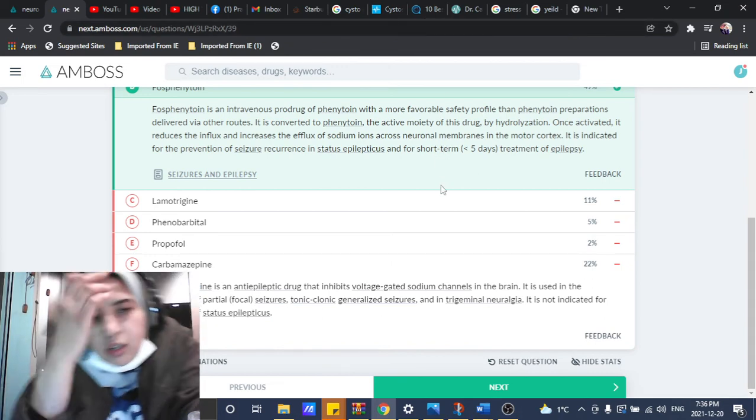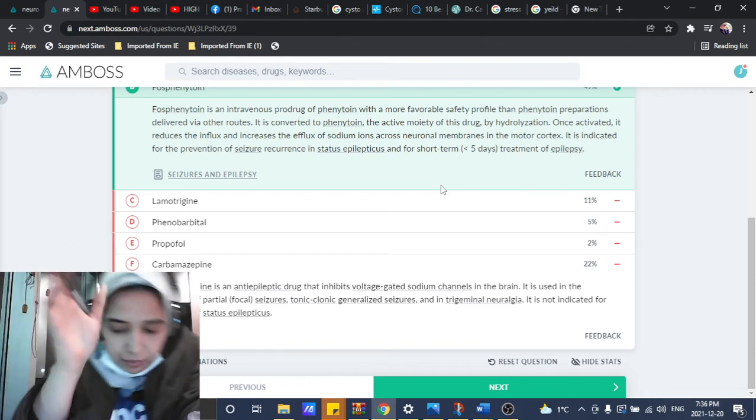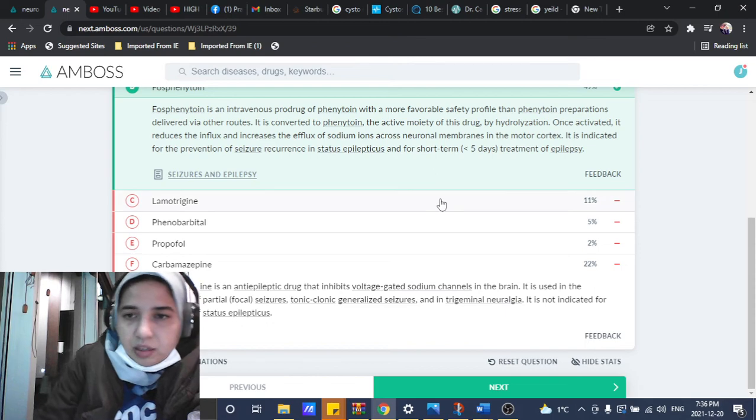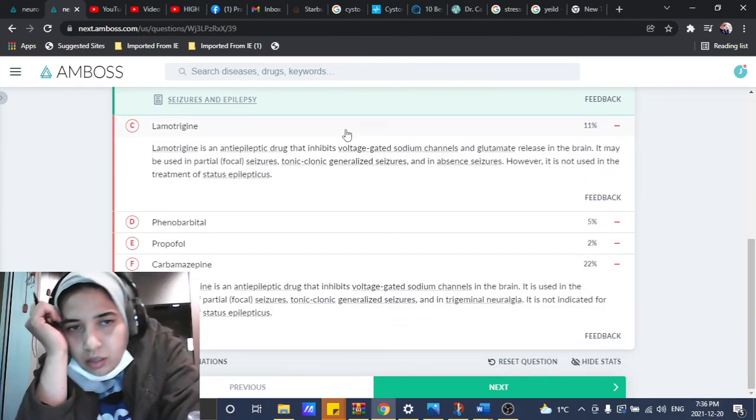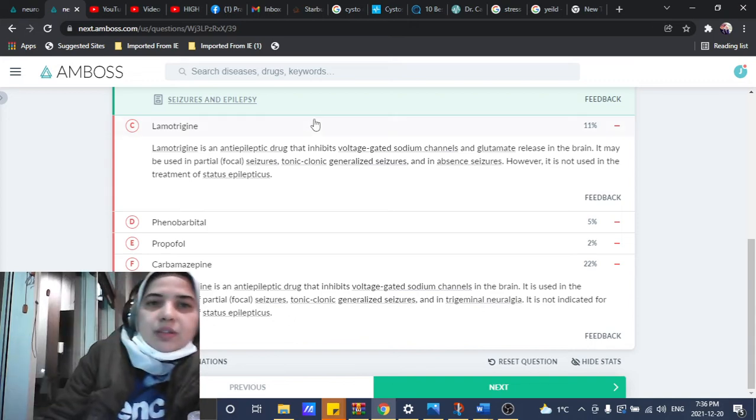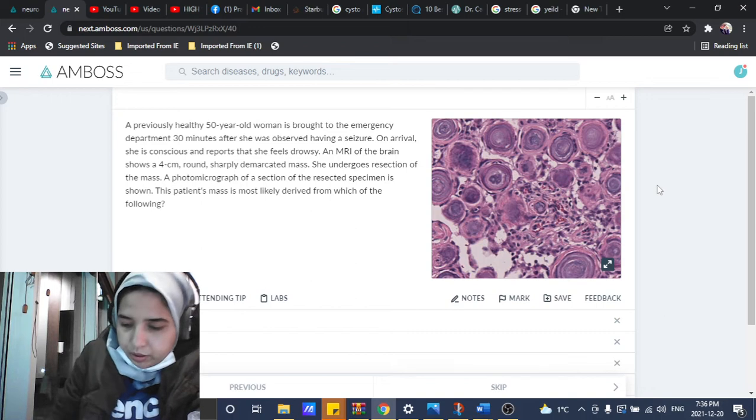So let's just take a look at carbamazepine. It's an anti-epileptic drug that inhibits voltage-gated sodium channels in the brain as well. It is used in the treatment of partial seizures, but it's not indicated for the treatment of status epilepticus. Okay. And let's take a look at the one where 11% of people answered it. It also inhibits sodium channels and glutamate release in the brain. Again, it's not used in the treatment of status epilepticus. Next question.